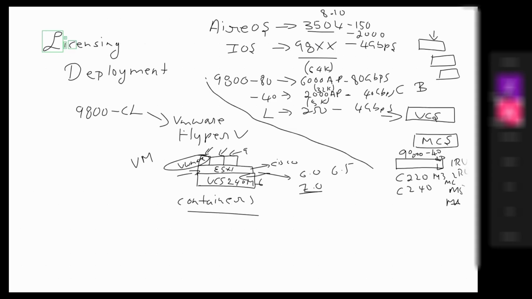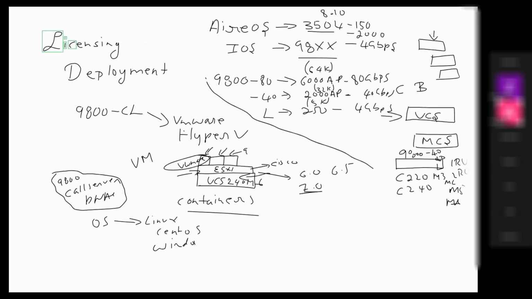Obviously, if you take any Cisco software or application, like the Cisco 9800, or IOS, or any collaboration call server, or DNAC, or any other application, these applications should have a base software, that is the operating system. The operating system can be Linux, CentOS, or else it can be Windows, right? Most of the Cisco applications are on Linux and CentOS.